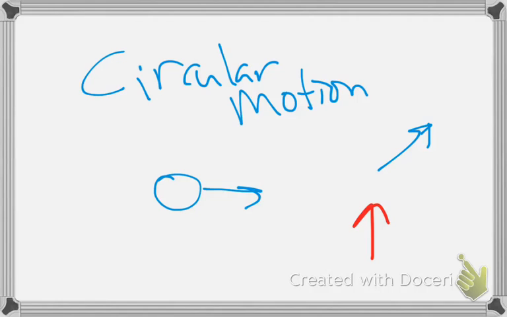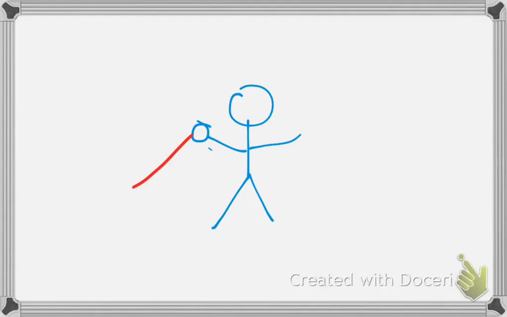Let's think about something that moves around in a circle. How about some keys on a lanyard? So here's a guy, and there's his hand, and he's swinging some keys on a lanyard. So there's the keys. Okay, I can't draw a key. He's swinging it around, and this whole thing is going to keep going around in a big circle.